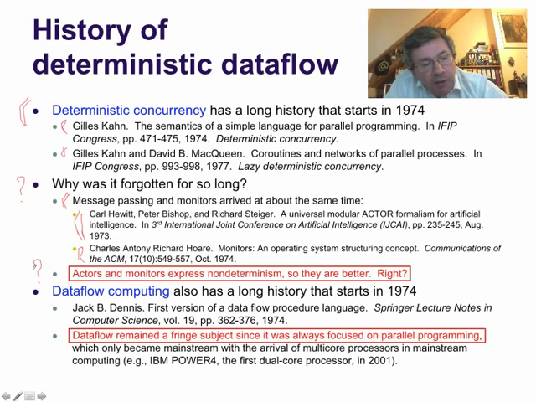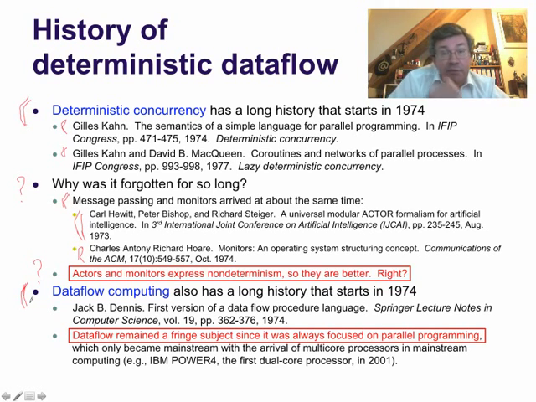Now, what do you think? Both actors and monitors can express non-determinism. So they are naturally better than deterministic concurrency, right? Deterministic concurrency can be forgotten? What do you think? The second part is the data flow aspect, which really simplifies things and causes the deterministic concurrency to be exactly like functional programming.